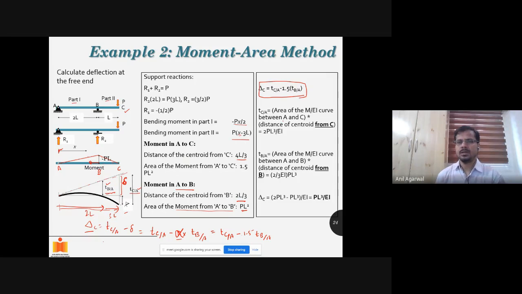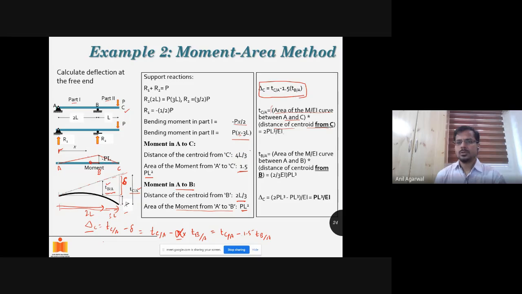Now, TCA would be equal to the area of this moment between A and C multiplied by the distance of the centroid from C. So, area was 1.5 PL square multiplied by the distance from point C, that is 4 by 3 L. Now, if you notice, when we were calculating this 4 by 3 L, in that process we had already calculated this moment directly, because when we calculated the moment, then divided by the actual area, we got this value. So you did not have to solve for 4/3 L directly all the way here and then again use it. You could have calculated the moment in that step itself, but that doesn't matter. You can go either way.